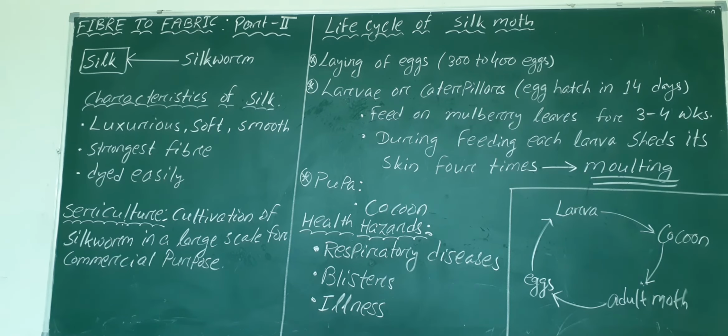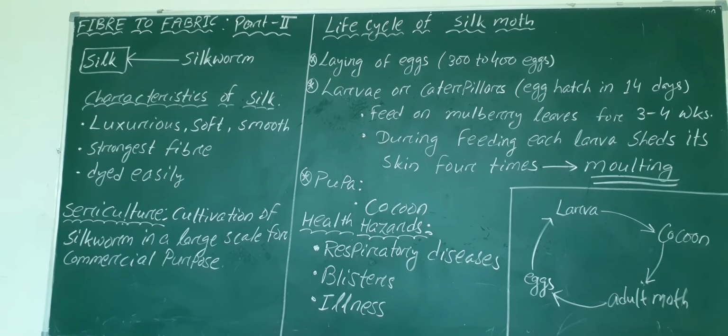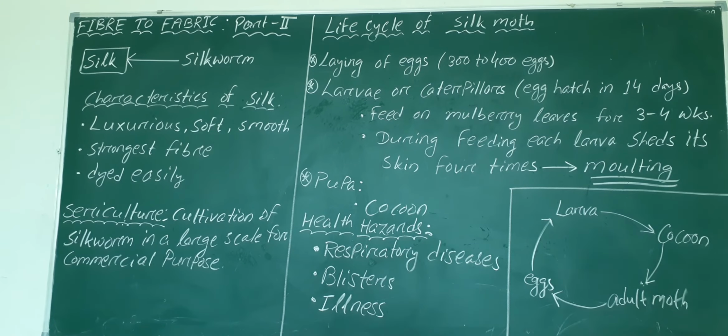Now, the characteristics of silk fiber we have already discussed. And sericulture, that is the cultivation of silkworm, we have discussed. And next we have discussed the life cycle. This cycle is most important. First it lays eggs, then forms larva, then cocoon, and then adult moth, and then that adult moth lays eggs, and this life cycle continues.